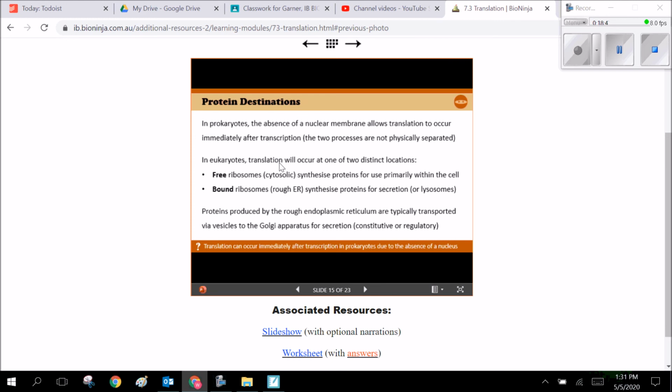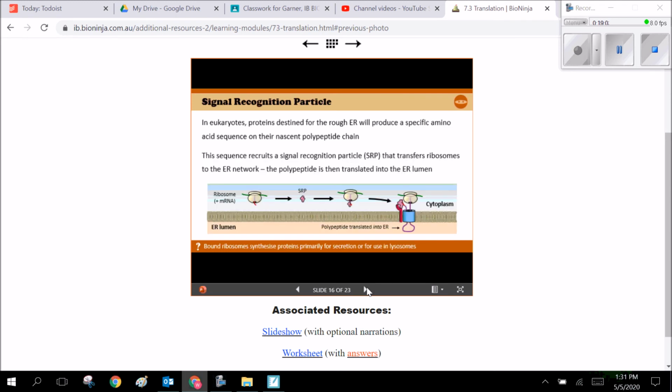Think of it like a car assembly line. The factory builds a bunch of cars. When the cars are done, the bound ribosomes, they're going to be sent through the endoplasmic reticulum where they're painted, they're checked, make sure the brakes are working, make sure all the internal systems are good before they're released into wherever they need to go in the cell.